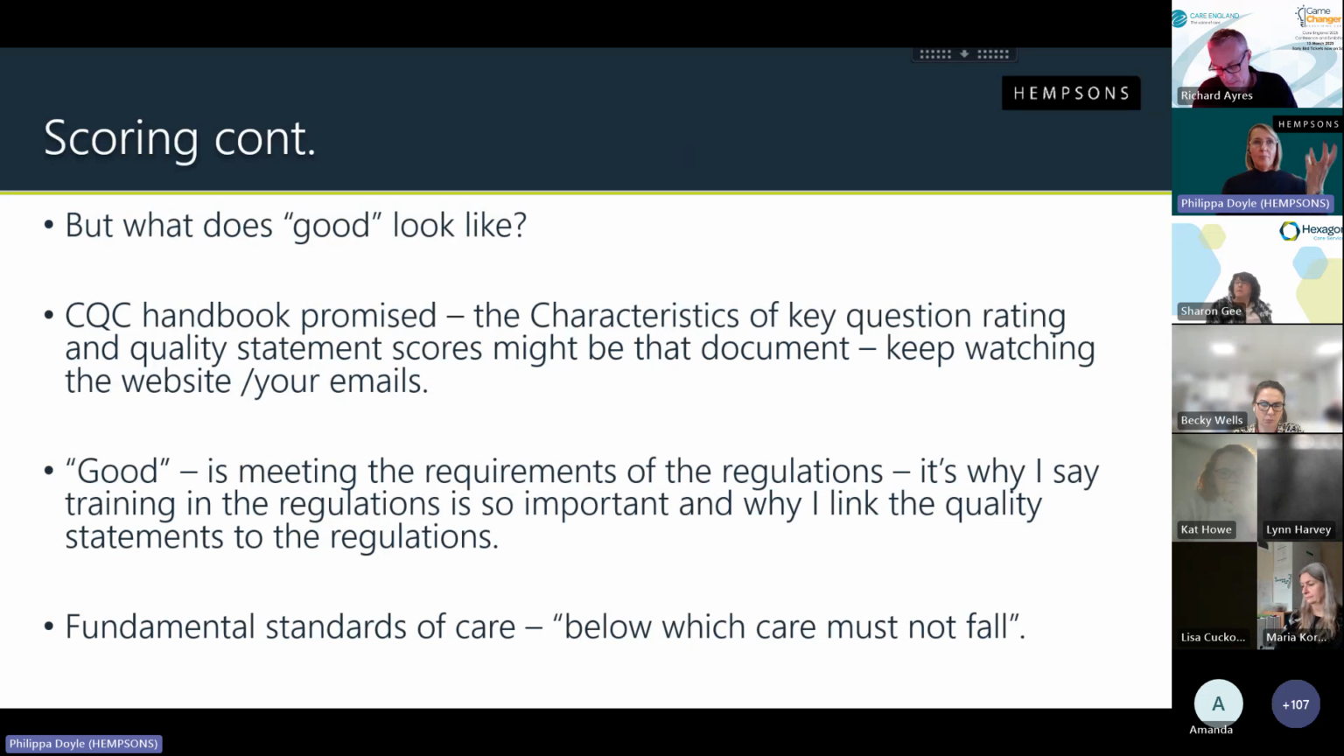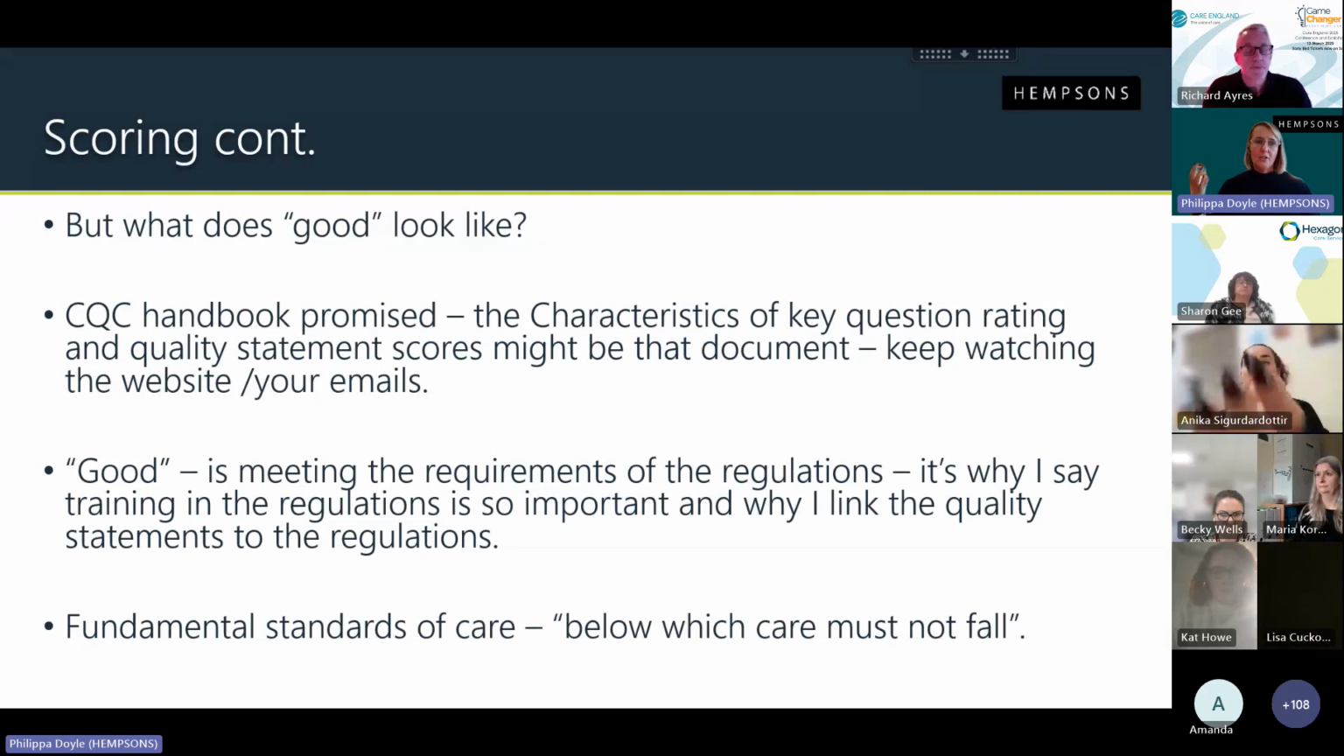So they've promised the handbook. I think what we're going to get is the characteristics of key question rating and quality statement scores. That might be the document that we're looking for, but do keep watching the website and your emails, because I'm certainly finding on a weekly basis information is coming through from CQC that is useful and is building this portfolio of our understanding of the process.